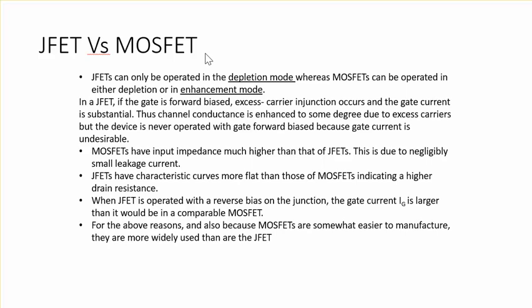Also, JFET is operated only in depletion mode and not in enhancement mode, whereas MOSFETs have two modes of operation. MOSFETs also have high input impedance, which is greater compared to that of the JFET. The JFET characteristic curve is also more flat. The JFET is operated under reverse bias on the junction, so at that time the gate current is larger compared to the MOSFET.